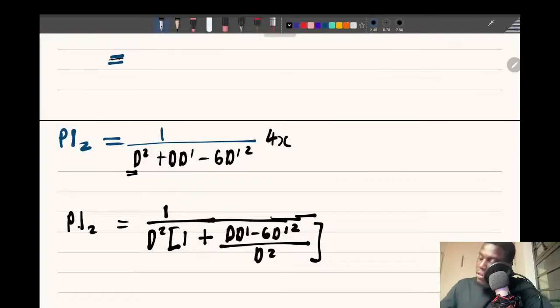Now we can, instead of putting it like this, put a negative 1 on it. So it'll be d squared multiplying 1 plus d prime minus 6d prime all squared over d squared, and this is to the negative 1 by 4x. Now we know when it's the negative 1, just change the sign here. So it becomes actually equal to d squared, and then here you have 1 minus d by d prime minus 6d prime all squared all over d squared. And it is multiplying 4x.